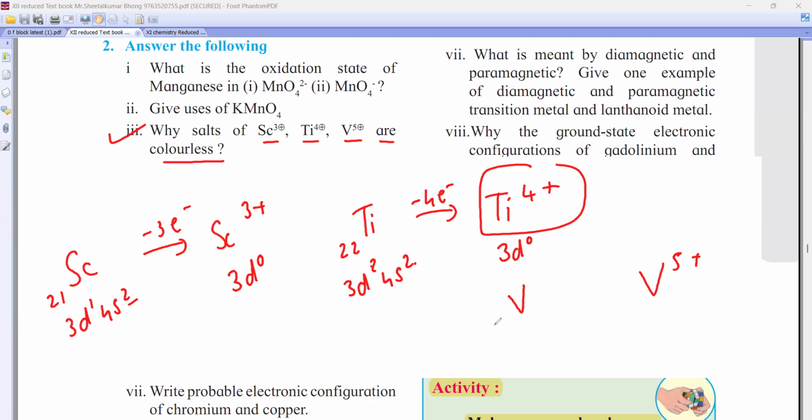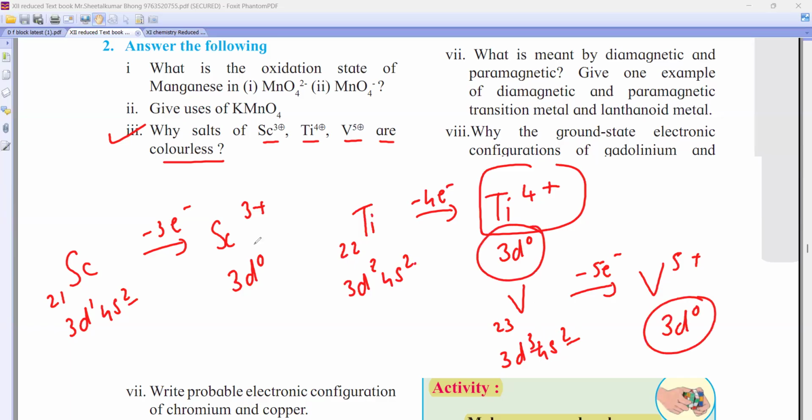Vanadium is 23. So 3d3, 4s2. How many electrons will it lose? 5, 2 from here, 3 from here. So it is what, beta? 3d0. d0 means colorless. Have you understood what question will come? So they are all diamagnetic.